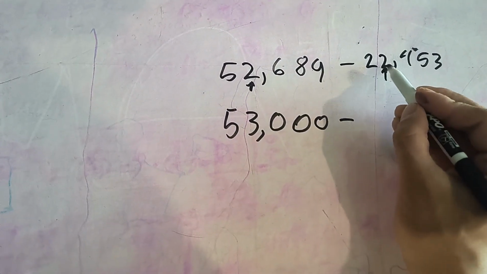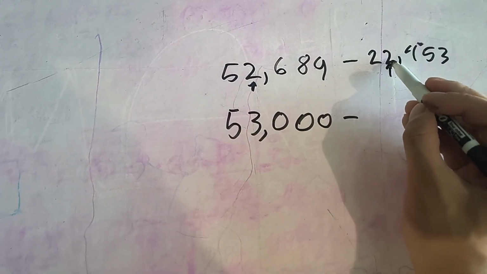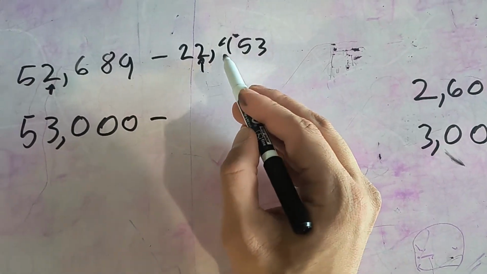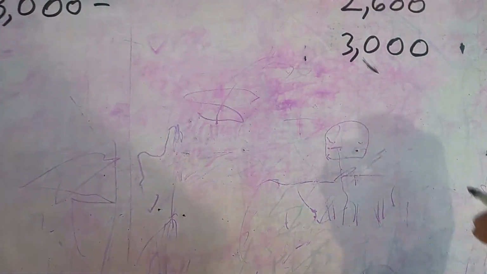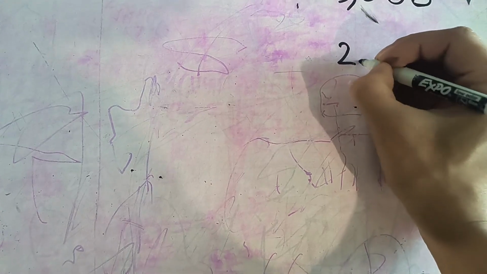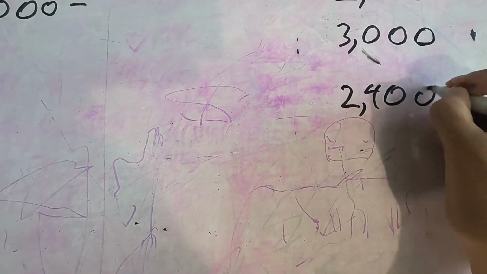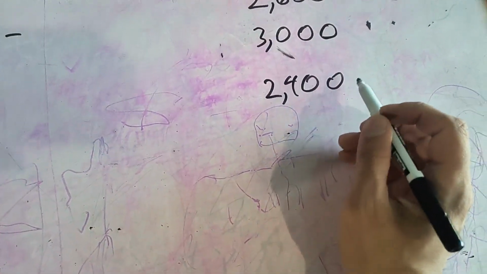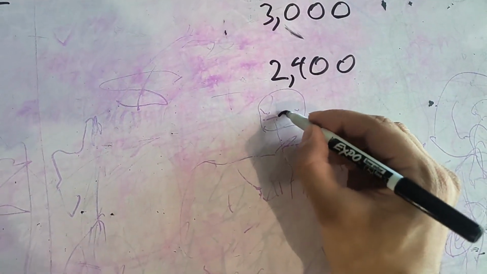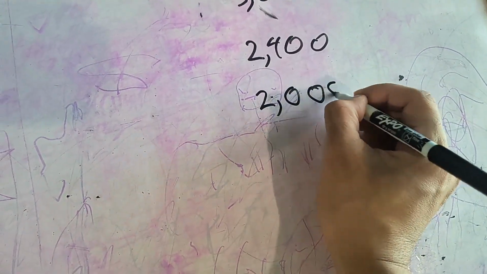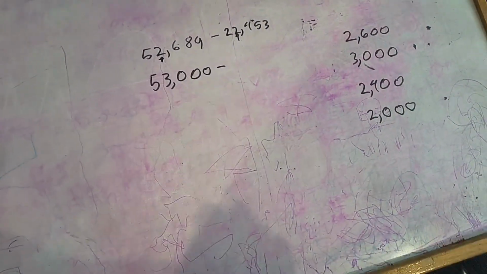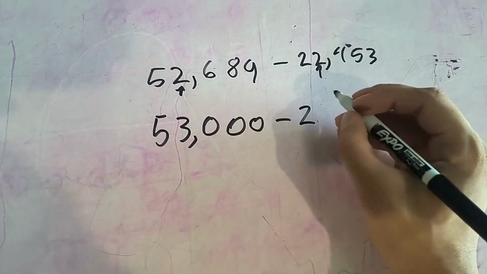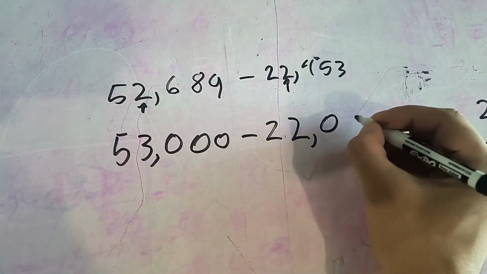Then we round this one. Since we're rounding just the thousands place, we look at the 2,400, because we look at the place behind the place we're trying to round to. What is the nearest thousand to 2,400? That's just 2,000. So we'd put 22,000.